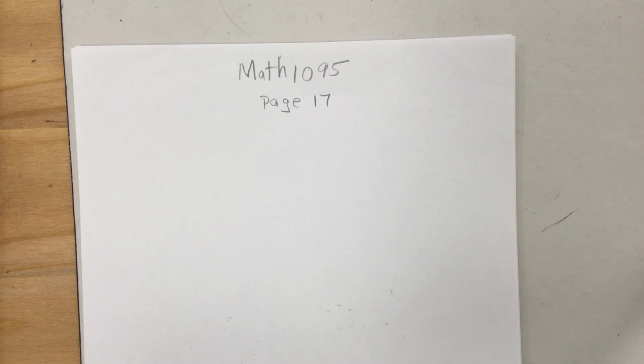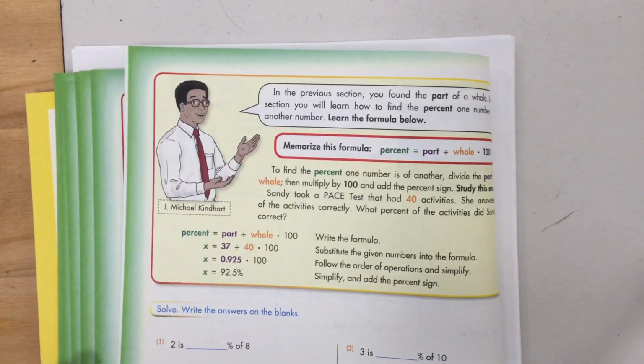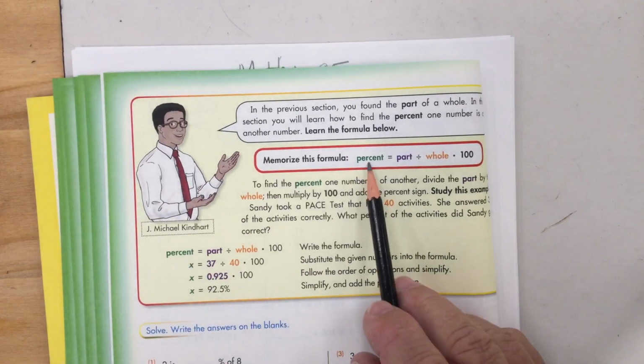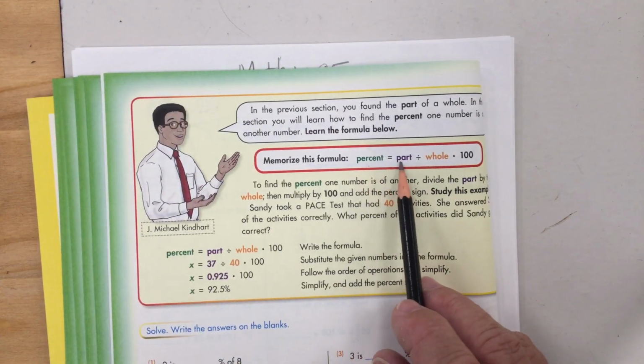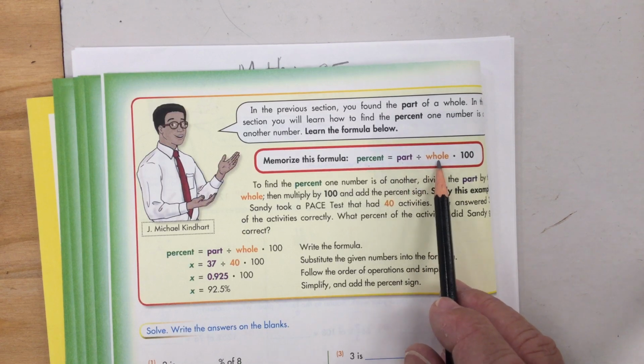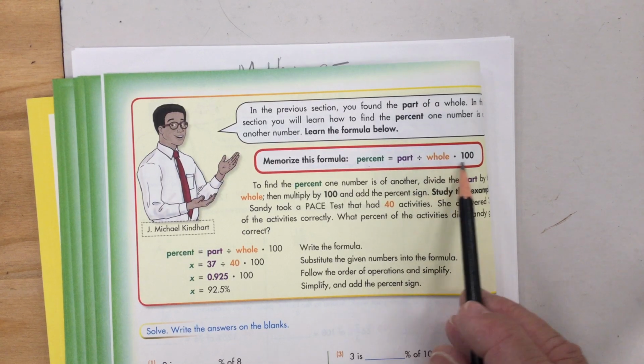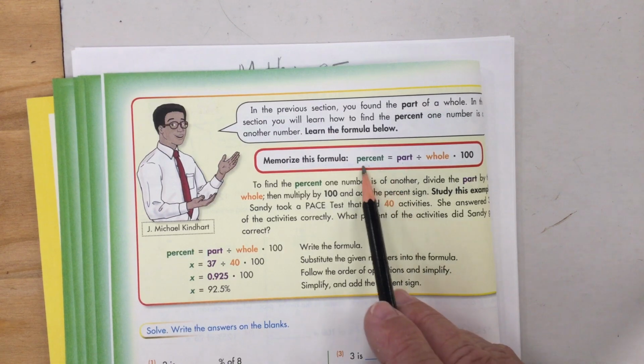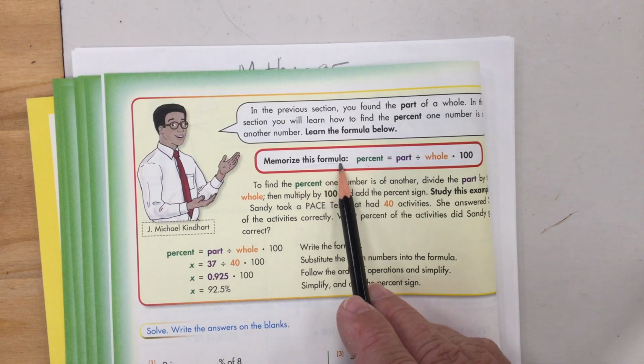We're going to be working on Math 1095, page 17. And they're going to give us a formula right here. So we're going to have to find out what the percent is if you have the part and the whole, and we're going to multiply it by 100. So it says, please memorize this formula.